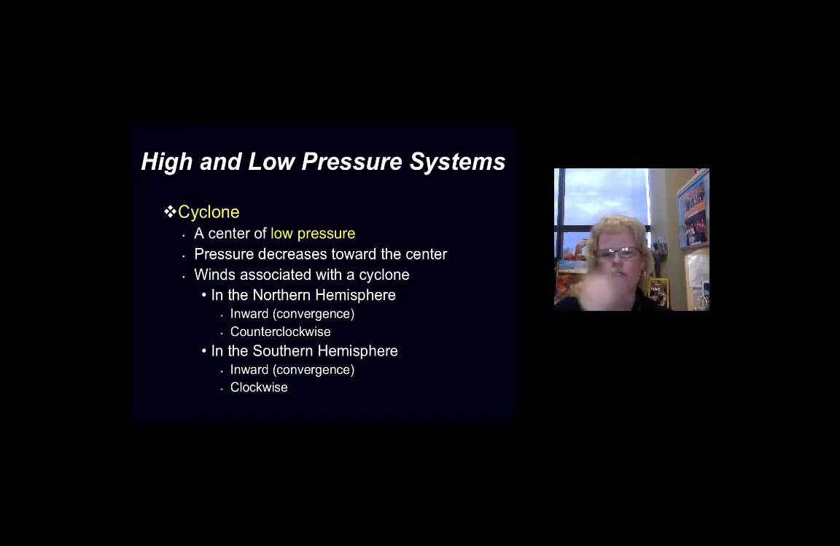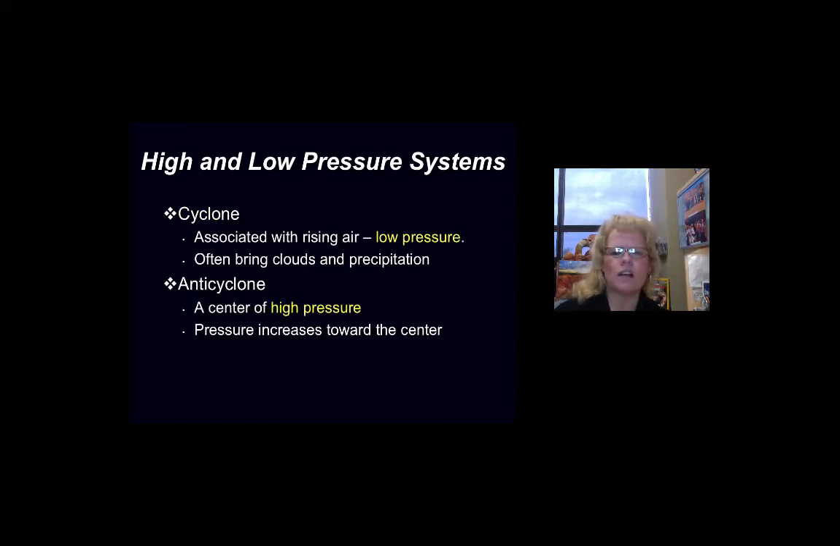Now there's other things that you need to know about pressure systems. There's high and low pressure systems. A cyclone is a low pressure system, so the pressure decreases towards the center. In the northern hemisphere, they're going to be rotating counterclockwise and moving inwards in a convergence pattern. In the southern hemisphere, they're still converging, but they're moving in a clockwise manner. Cyclones you should associate with poor, rainy, bad weather. So low pressure equals rainy weather like clouds, precipitation, thunderstorms.